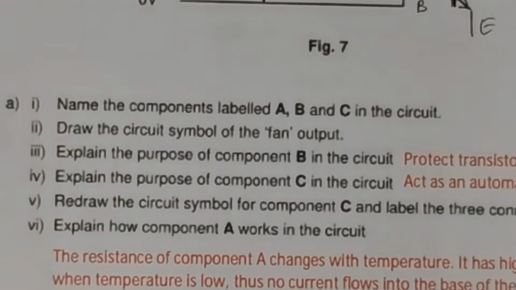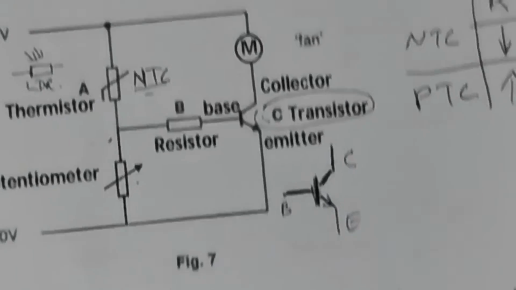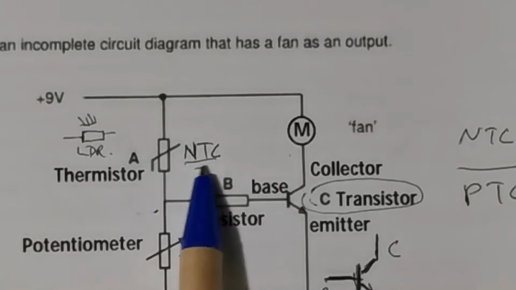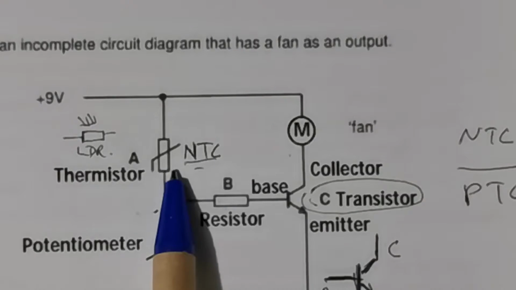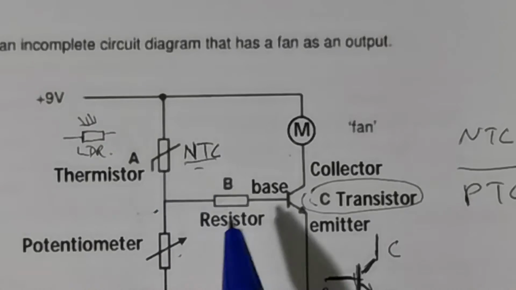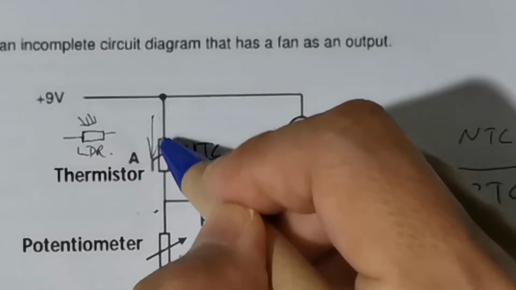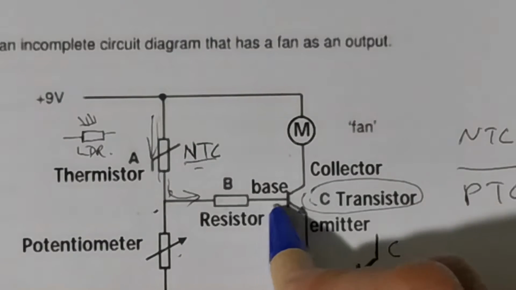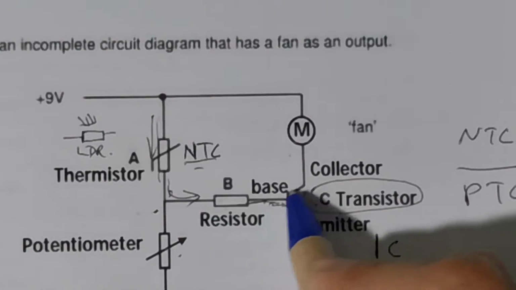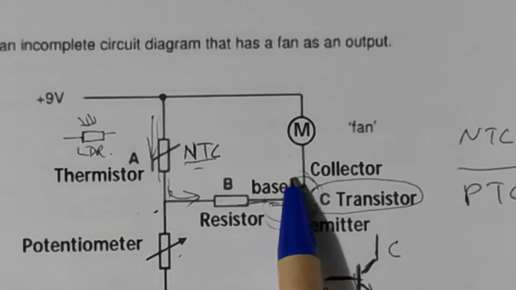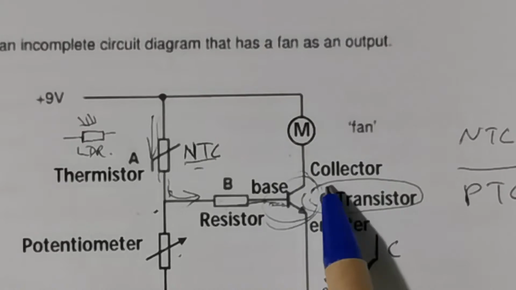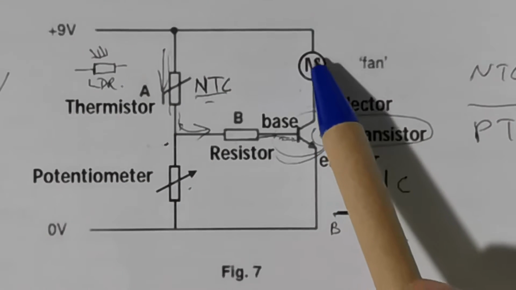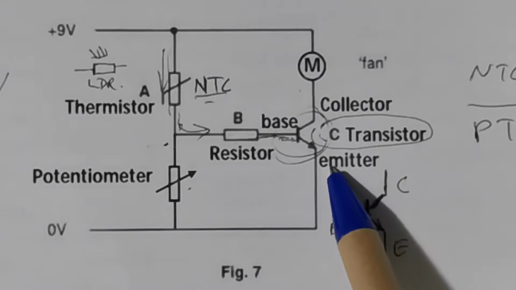Okay, next. Let me see. What happens when the temperature goes up? For the NTC, resistance comes down, right? Resistance comes down, current will be able to flow through here, and the bulk of it will go into the base of the transistor. That turns on the transistor. Once it is turned on, current can flow through the motor, through the collector to the emitter.